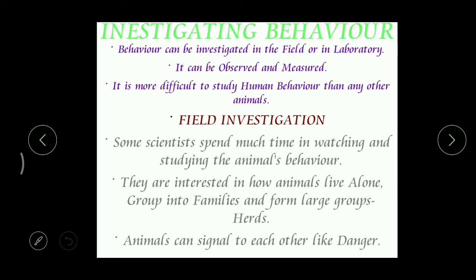Even sometimes this behavior can be investigated. Investigated means we can study the behavior in two types. What does that mean? In a field means in an open area. That means when the animals are in their natural habitat.